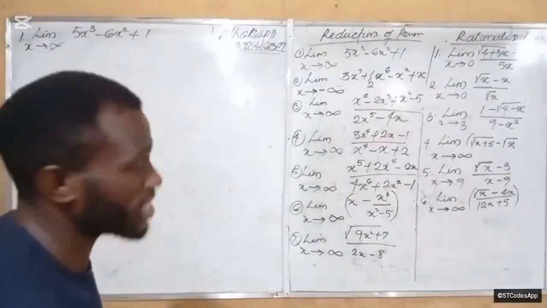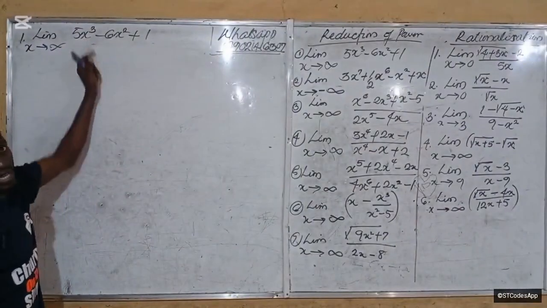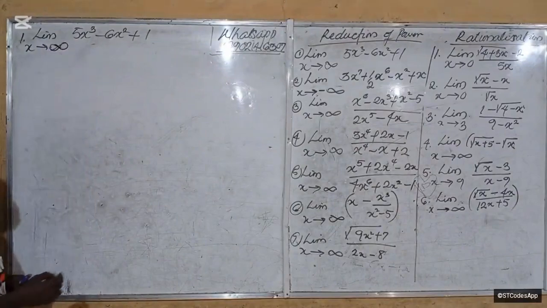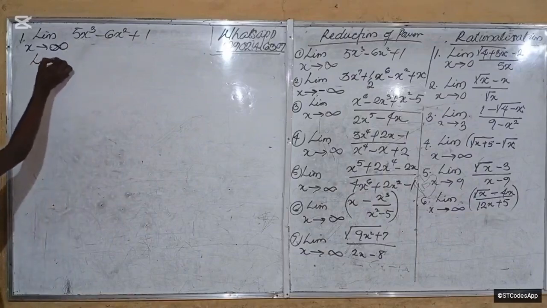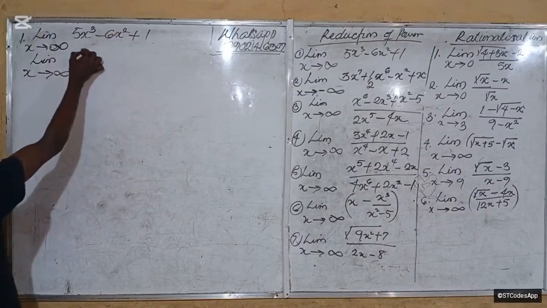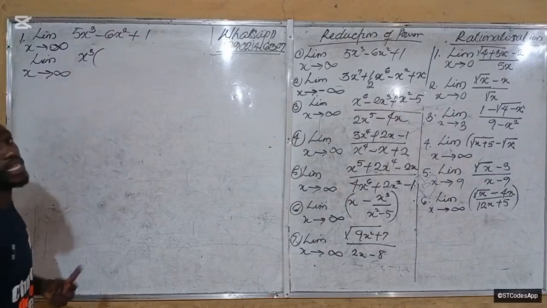We use the guy that has the highest power here. We use it to reduce power across board, across the entire expression. So which is this, in this case, this. So the limit as x tends to infinity of our function becomes x to the third. We factor it out, okay? And that's how we reduce power.